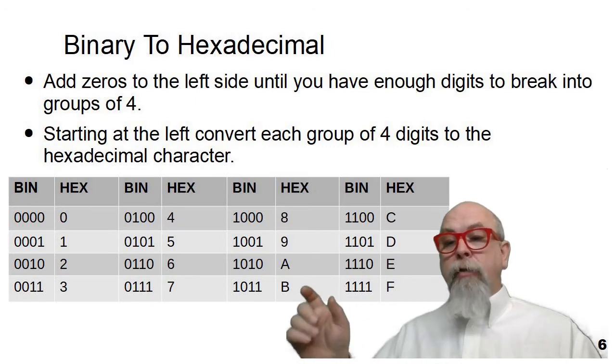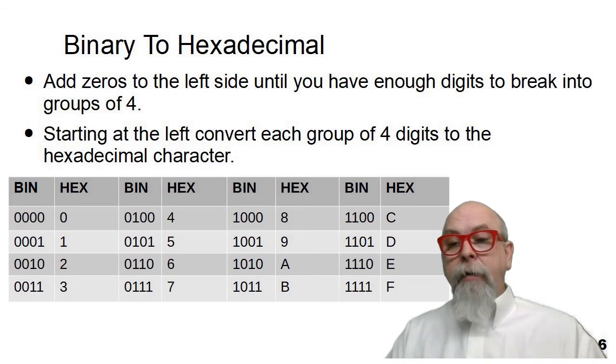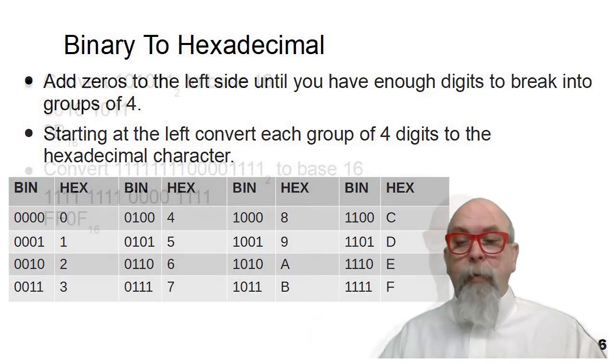So you take each group of four bits, boom, boom, boom, down the binary number, and it really doesn't matter which direction you go from, as long as you've done that first step and padded them out to be evenly divisible by 4. If you haven't, start at the right and work your way left.